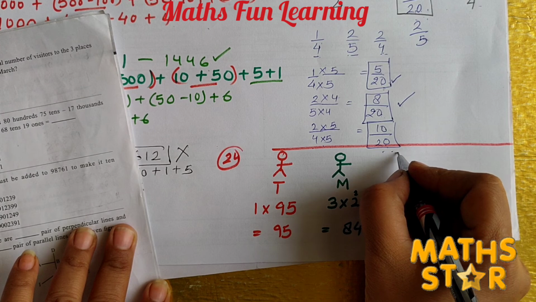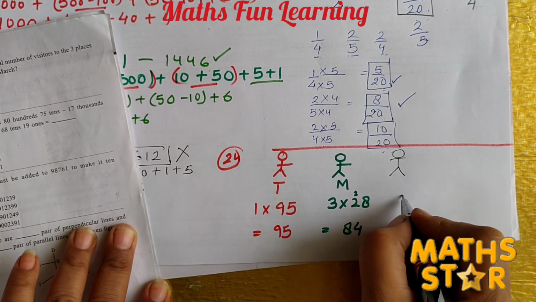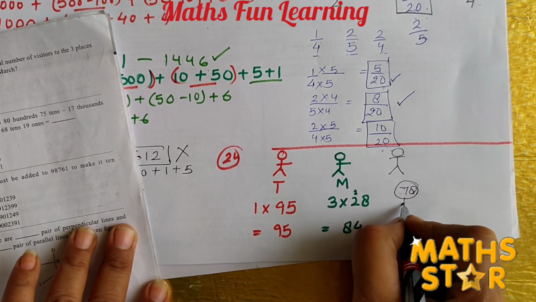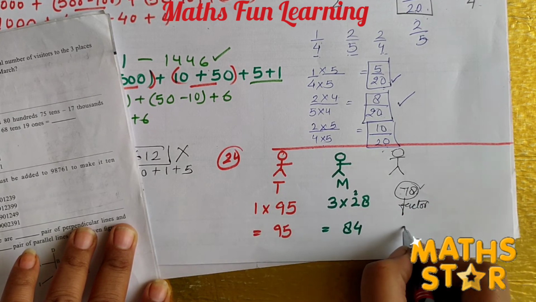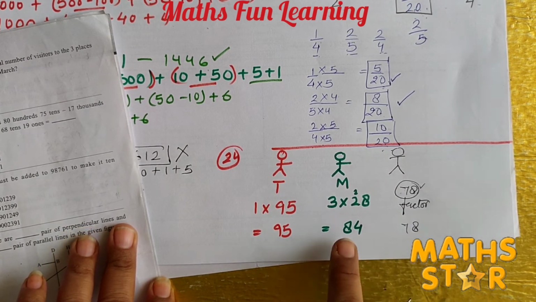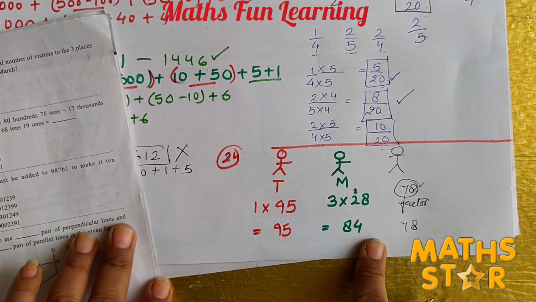Next is the girl Siddhak. Siddhak has the greatest factor of 78. So we have to find out the factors of 78. The greatest factor is the number itself, that is 78. If you want to know more about factors and multiples, please watch my video on factors and multiples.